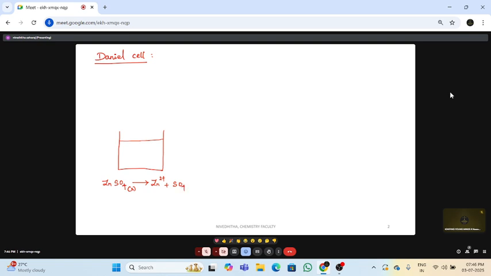SO4 2-. So the zinc sulfate salt is dissolved in water to form ions: the Zn2+ ion and the sulfate ion, SO4 2-. These two ions are dissolved inside the aqueous solution, which is what I've represented here as aq. Because I'm dissolving the zinc sulfate salt into water, a few ions are generated inside the solution.